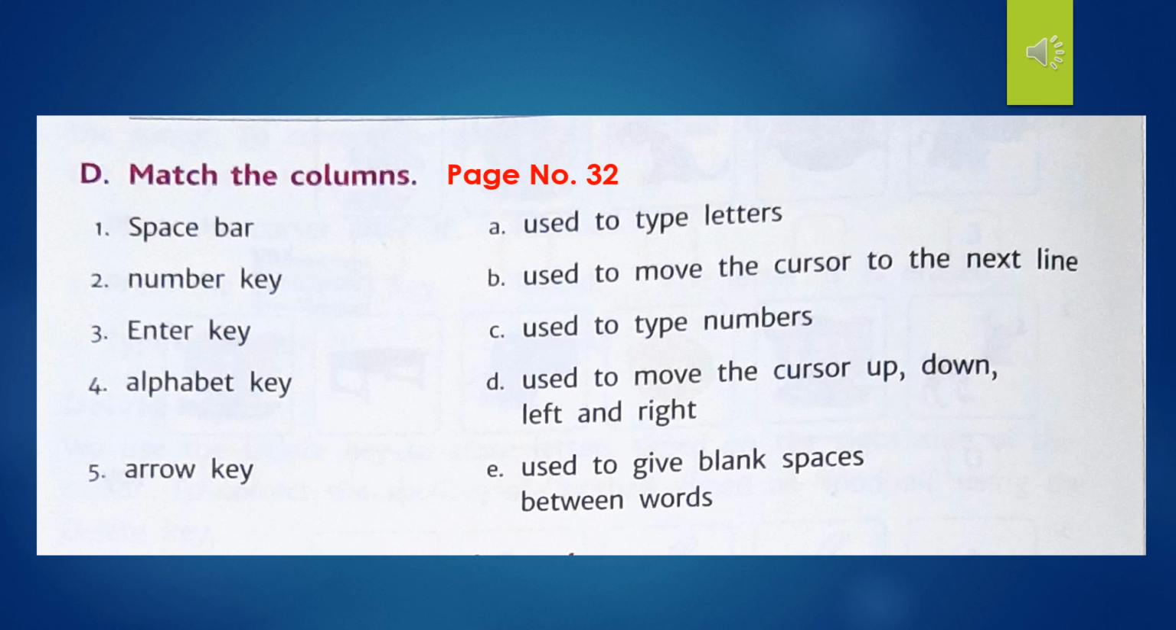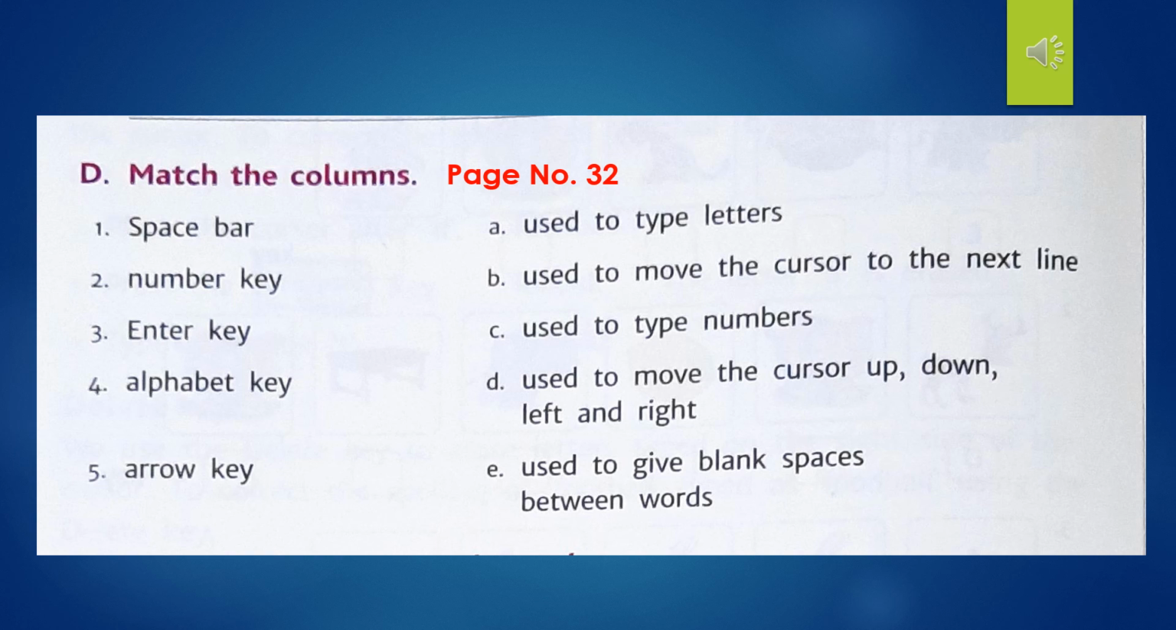On the right side, let's read. We have A, used to type letters, B, used to move the cursor to the next line, C, used to type numbers, D, used to move the cursor up, down, left and right, E, used to give blank spaces between words. So now let's match.